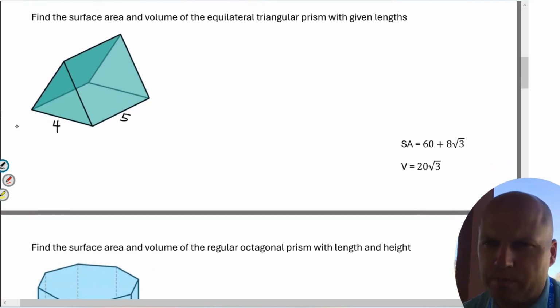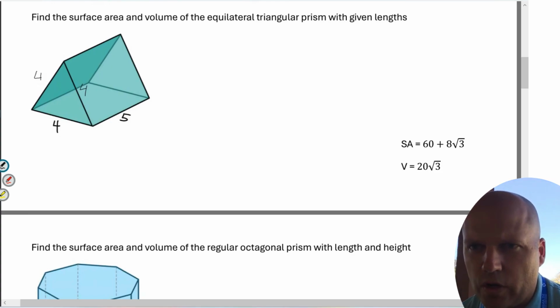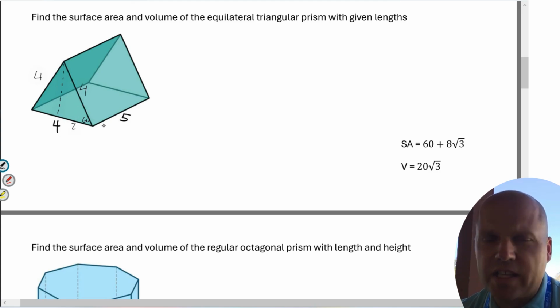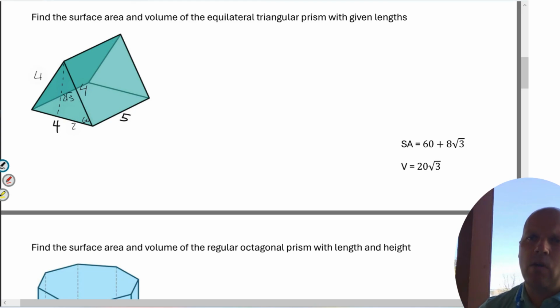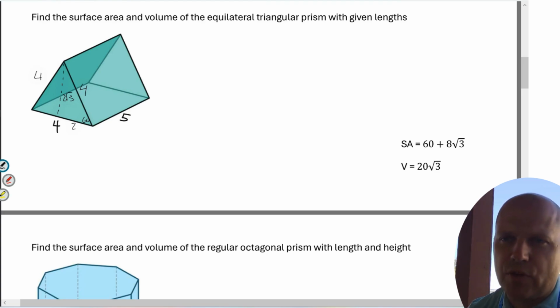Equilateral triangular prism. So that means this is 4 and this is 4. Means the surface area is going to be kind of easy because the rectangles are the same. What might be different is finding the height of the triangle. You're going to have to use our understanding of the 30, 60, 90 that exists here.